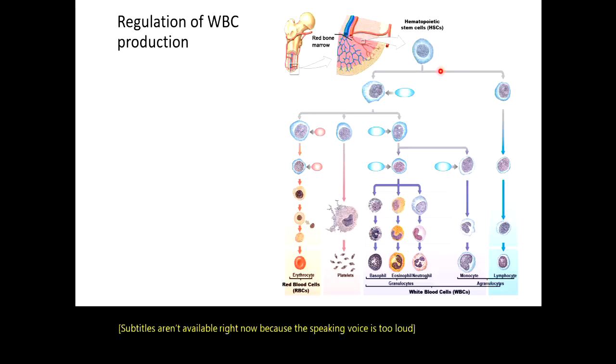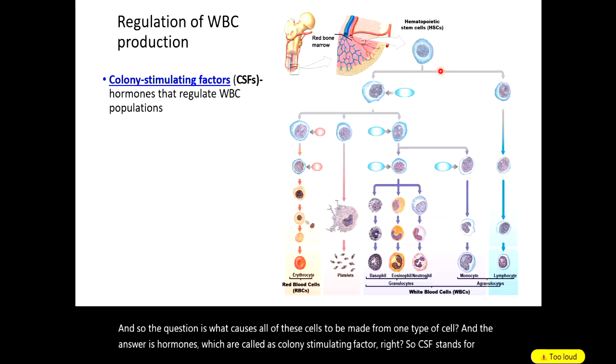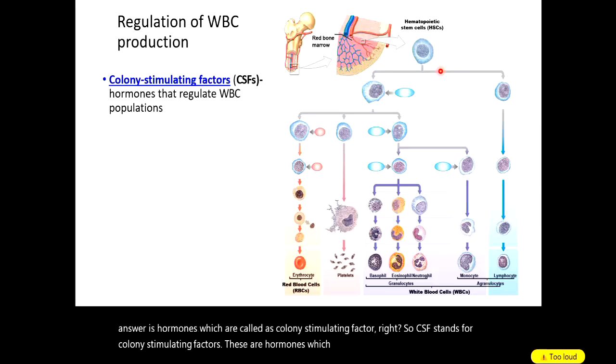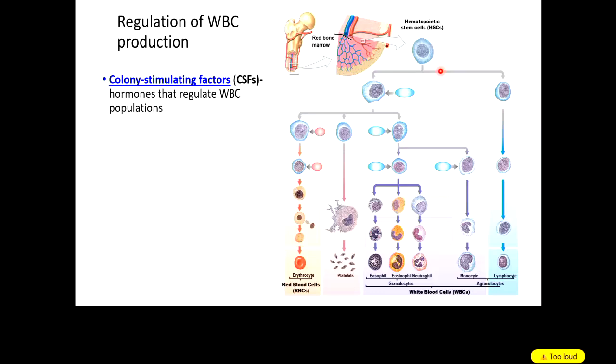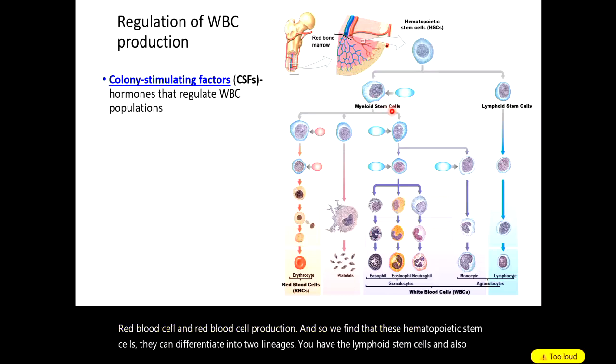The question is, what causes all of these cells to be made from one type of cell? The answer is hormones, which are called colony stimulating factors. CSF stands for colony stimulating factors. These are hormones which can regulate various white blood cell and red blood cell production. We find that these hematopoietic stem cells can differentiate into two lineages: the lymphoid stem cells and also the myeloid stem cells.